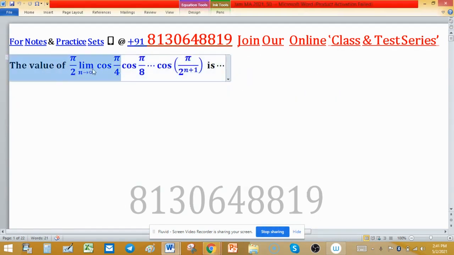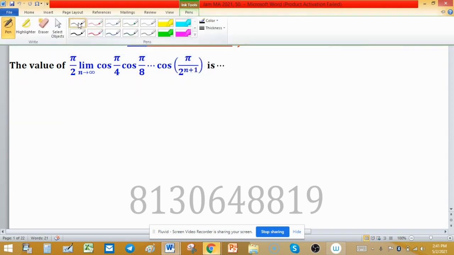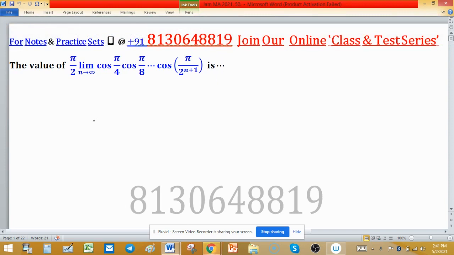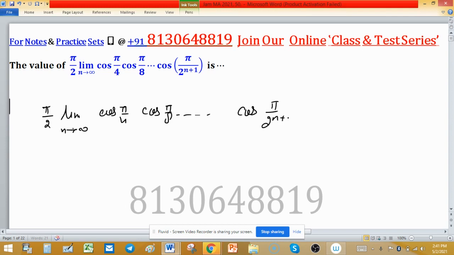The value of pi upon 2 limit cos pi by 4, cos pi upon 8, and so on up to cos pi upon 2 raised to the power n plus 1 is. To find the limit of this expression, we normally experience that whenever a limit is asked for terms which are in product, most of the terms cancel out and we have only a few terms. So this is given: pi upon 2 limit n tends to infinity cos pi upon 4 into cos pi upon 8 and so on up to cos pi upon 2 raised to the power n plus 1.